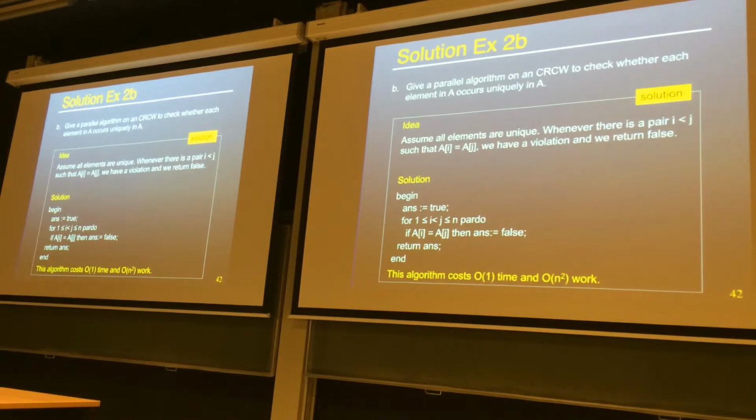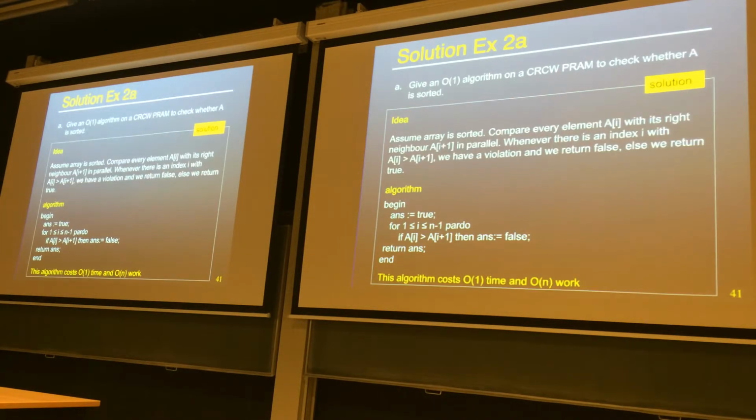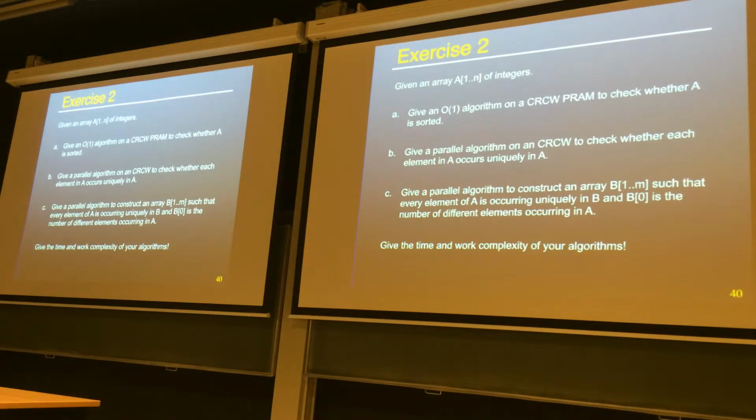Okay. Well, how about the final problem? So, give a parallel algorithm to construct an array B[1..n], such that every element of A occurs uniquely in B, and B[0] is the number of different elements occurring in A. How would you do it?